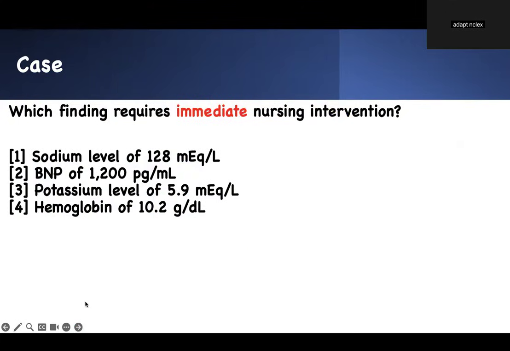Now, let's see what we can do. Which finding requires immediate nursing intervention now? We already talked about it. I just put it in the question form so that you can see: the sodium is low, the BNP is elevated, the potassium is high, hemoglobin is also low. But when it comes to lab value prioritization, which one is life-threatening? It's the potassium. So number 3 is the right answer. This is how you interpret the whole case, and you can figure out what is going on with this patient.